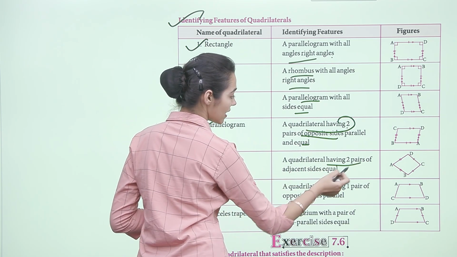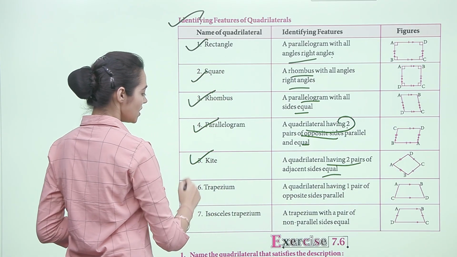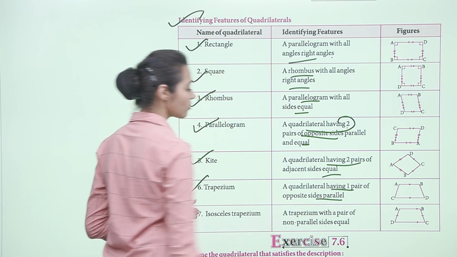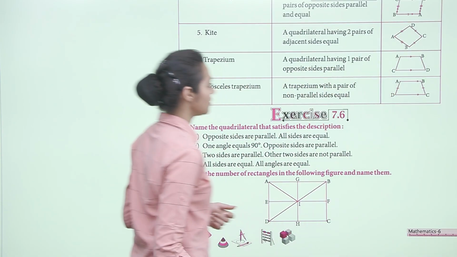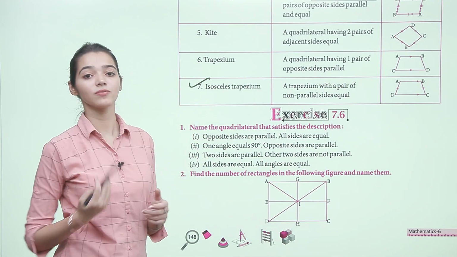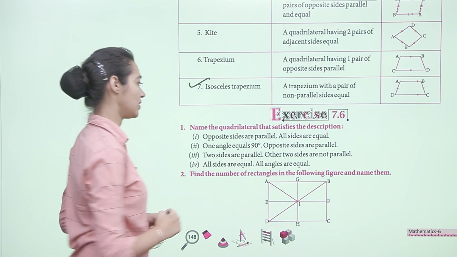Kite, a quadrilateral having 2 pairs of adjacent sides equal. Trapezium, a quadrilateral having 1 pair of opposite sides parallel. Then is our isosceles trapezium, or trapezium with pair of non-parallel sides equal.